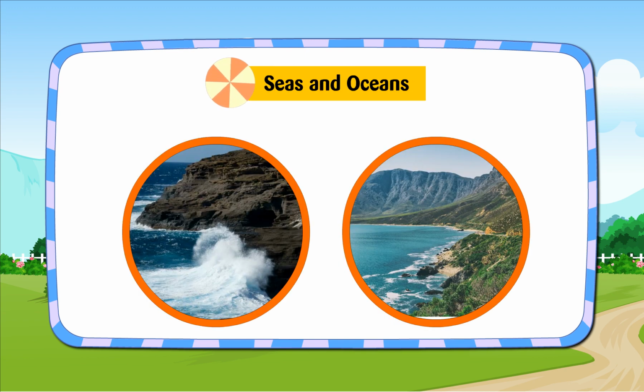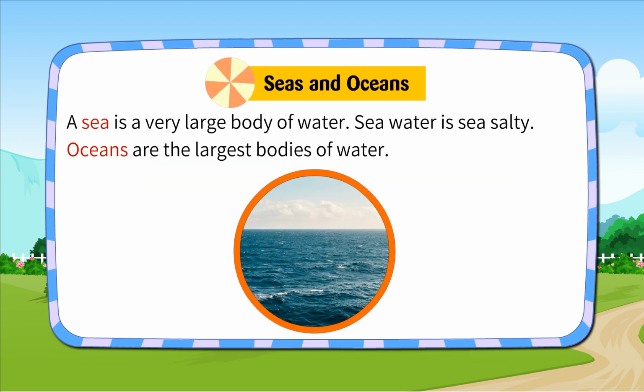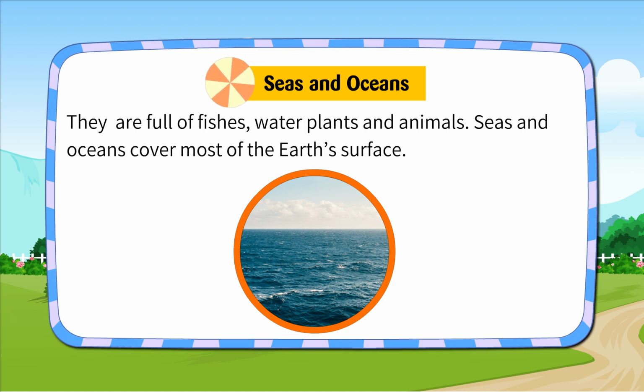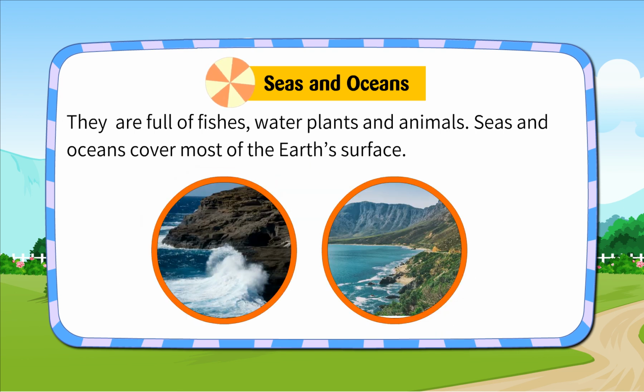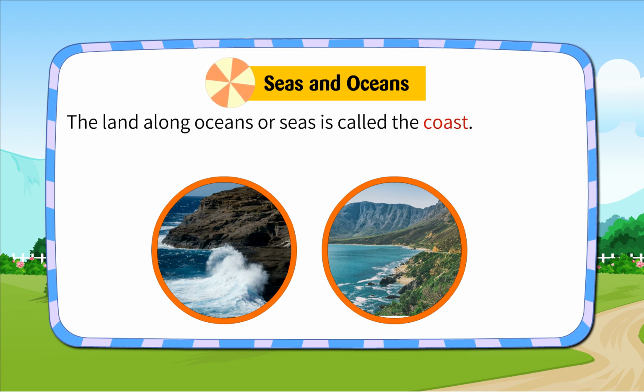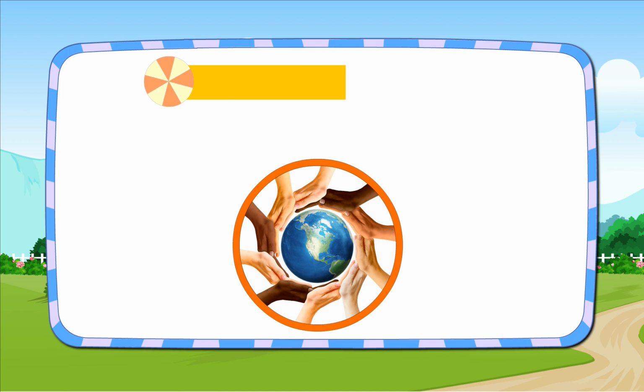Seas and oceans. A sea is a very large body of water. Sea water is salty. Oceans are the largest bodies of water. They are full of fishes, water plants and animals. Seas and oceans cover most of the Earth's surface. The land along oceans or seas is called the coast.